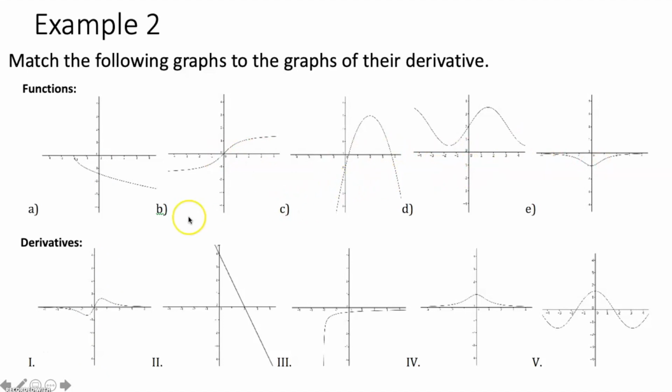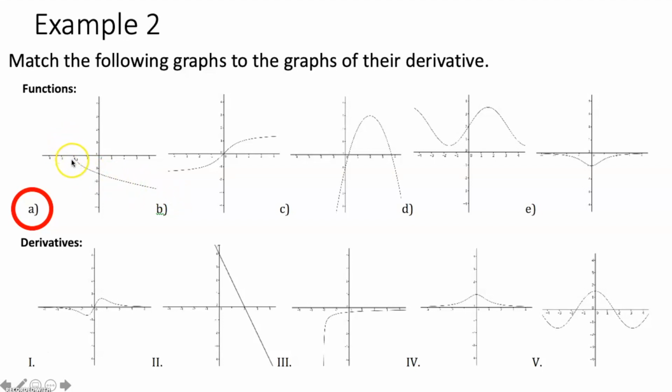So let's do an example. Part A, we have this function. Now notice, if I were to calculate the slope of the function at any value here, it would be negative. Think about drawing a tangent line to the curve. At any point, the slope would be negative. You would draw a line with a negative slope.